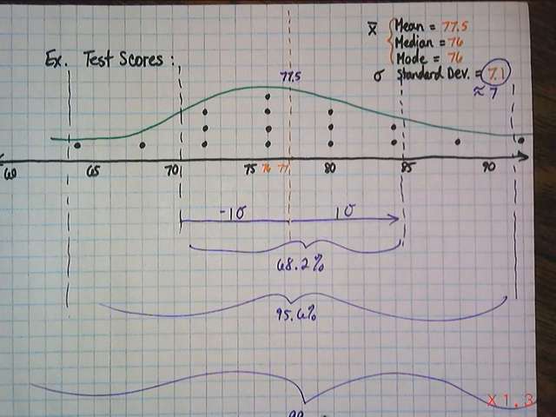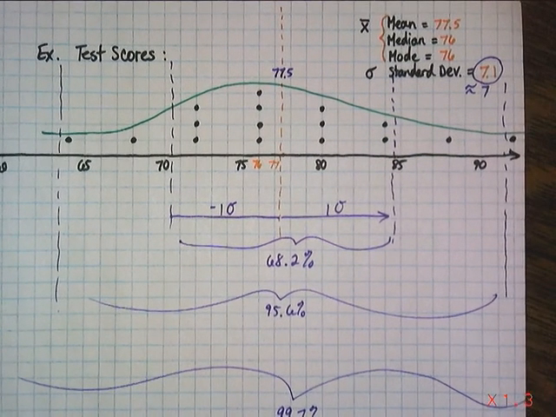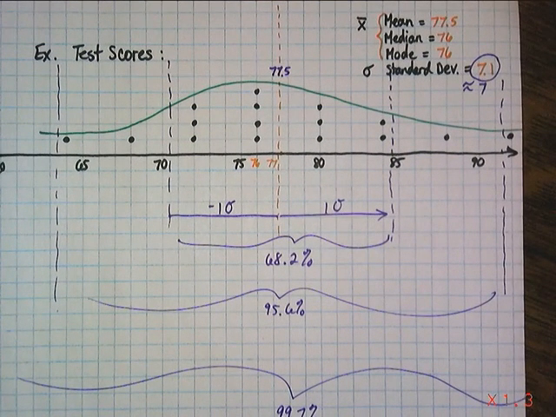But remember, when I go another 7 units out, another standard deviation out, I'm encompassing 99.7% of my data. All right, I hope that helps you understand data distribution with respect to one variable statistics.